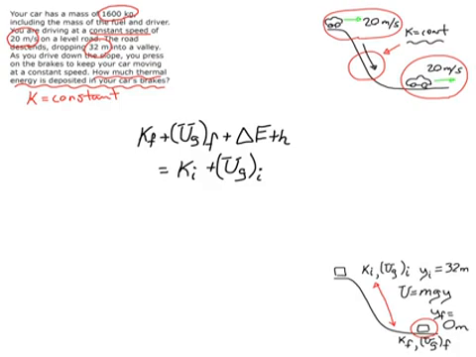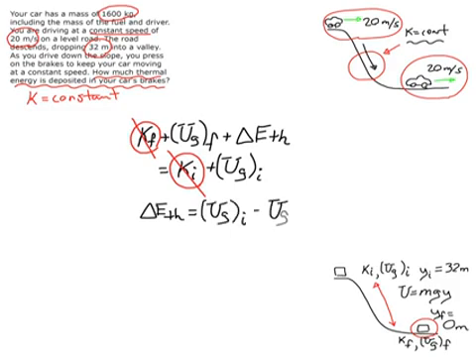Now we can make some simplifications here. The most important thing we can say is this: the initial kinetic energy and the final kinetic energy are the same. So we can take those terms out of the equation. We don't need the kinetic energies. Then our equation reduces to something much simpler: the change in thermal energy is equal to the initial potential energy minus the final potential energy. And that makes sense because, as the car was going down the slope, potential energy was being converted into thermal energy. So this result makes a lot of sense.